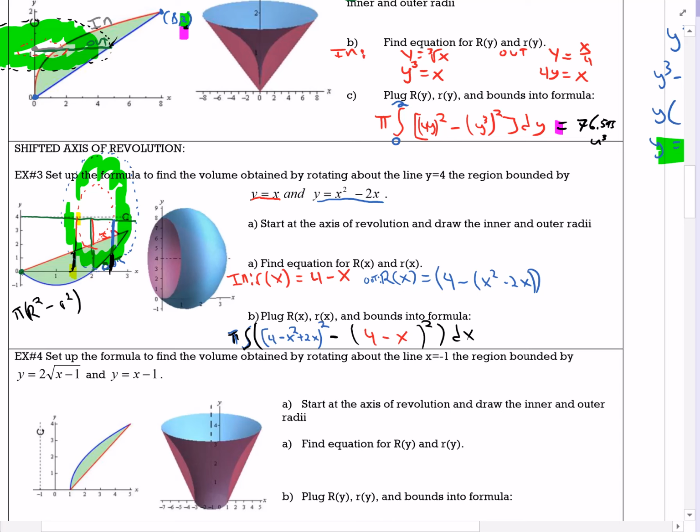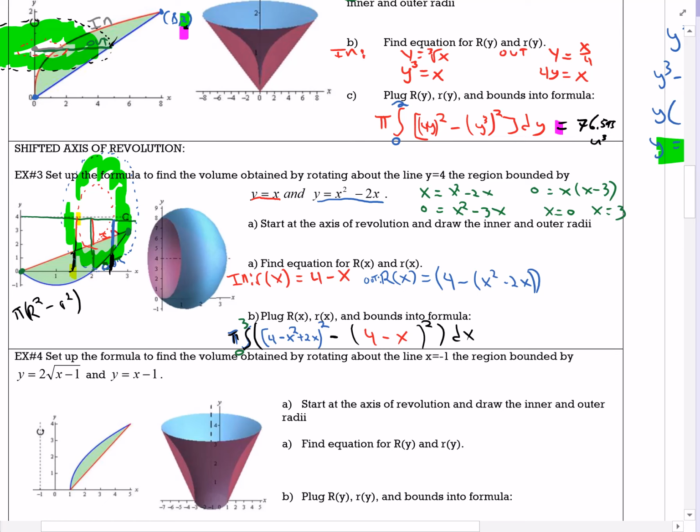So the first point of intersection here is at 0, so the lower limit's going to be 0. And the second point of intersection up here looks like it's 3. We could double check that it's 3 by setting these two equations equal to each other. I'll go ahead and do that up here. We'd subtract x on both sides, and we get this. We would factor out an x. We get x times x minus 3, and that would give us two answers, x equals 0 and x equals 3. Right, and so that's just confirming that this upper limit is 3.